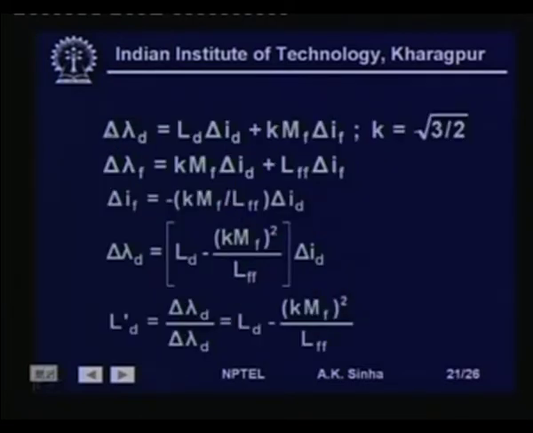So, we have the changes created by applying minus V d across the terminals, shown here as delta lambda d equal to L d delta I d plus k m f delta I f, where k is root 3 by 2, and delta lambda f equal to k m f into delta I d plus L f f into delta I f.